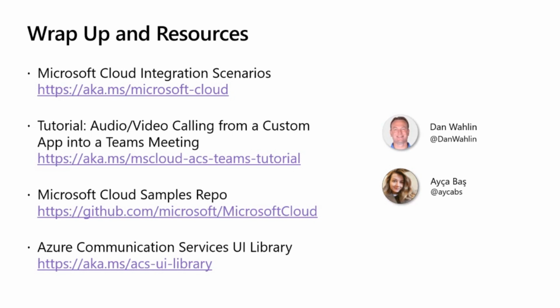We also have a Cloud Samples repo available. You can find more samples there. It is under github.com/Microsoft/Microsoft Cloud. And finally, as you remember, I showed the ACS UI library earlier. If you're interested in diving into the documentation, trying the preview by just copying and pasting the ID, token, and Teams URL, then you can quickly go to the UI library in the link and start learning about ACS.